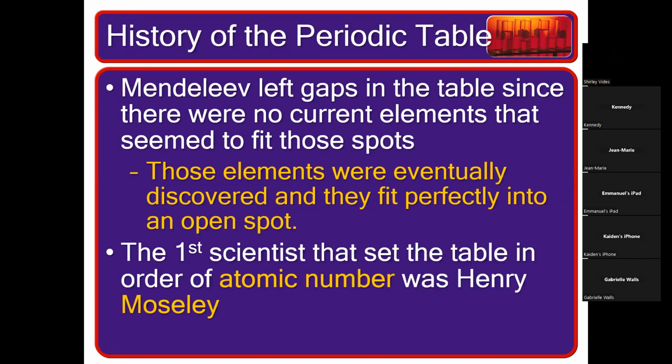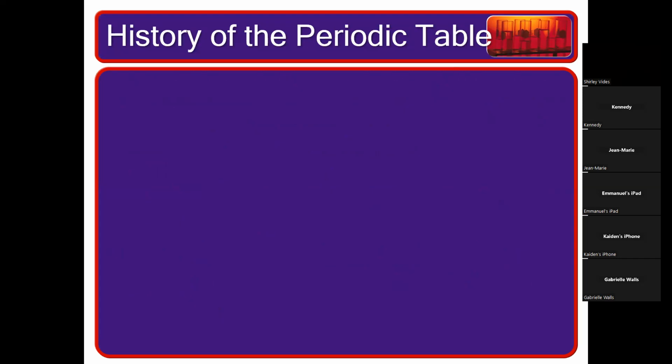Then this other guy named Henry Moseley looked at the periodic table and he said, everything's wonderful except atomic mass is a little ambiguous. And that's because of isotopes. Remember, we looked at isotopes and how different the atomic masses are in some of the same elements. So instead, what he did is he organized them by atomic number, which makes more sense because atomic number is unique for every element.